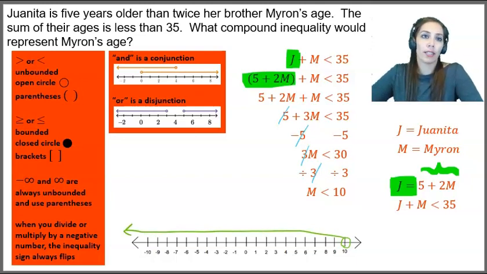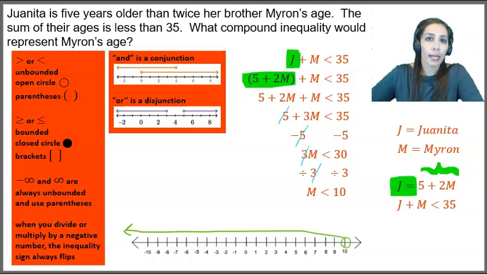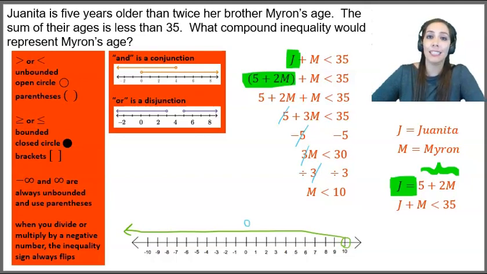Now, you would think that that's the end of the problem, but we're talking about people's ages here. Myron cannot be 0 years old or younger. He can't be -1 years old or -2 years old. So at 0, we will have an open circle. Now, at this 0 here, why can we not have a closed circle at 0? Why can't he be 0 years old? He has to be at least 1 day old. So that's why there will be an open circle on 0 and it's going this way.